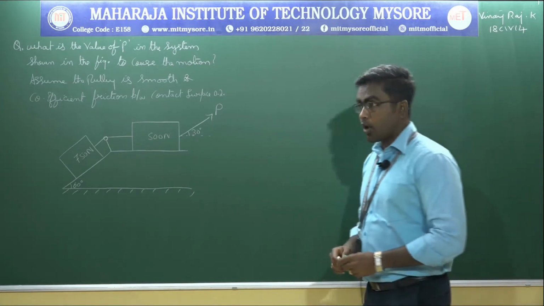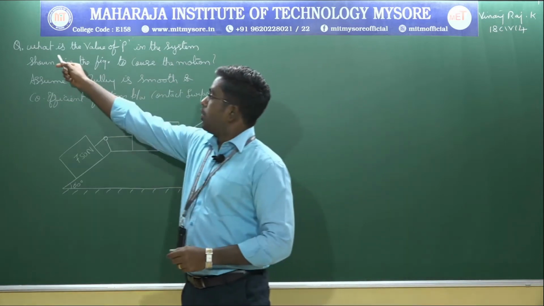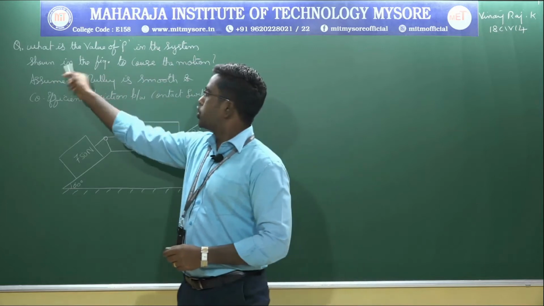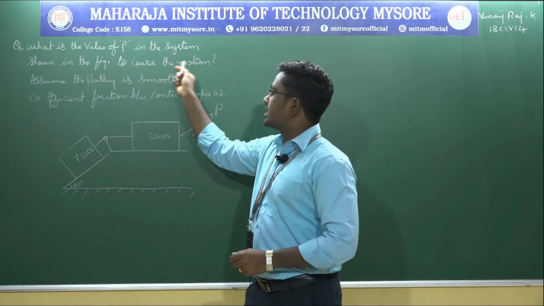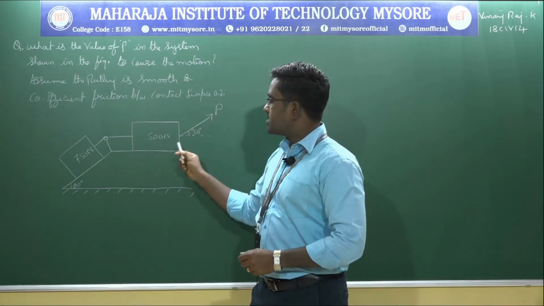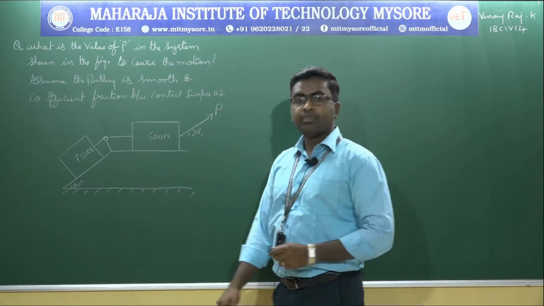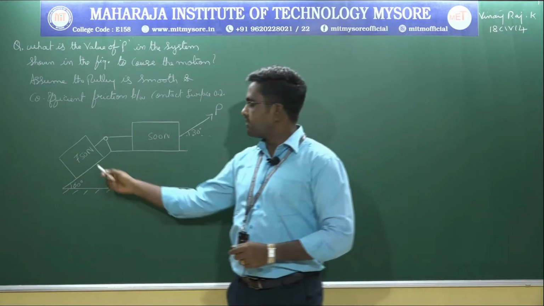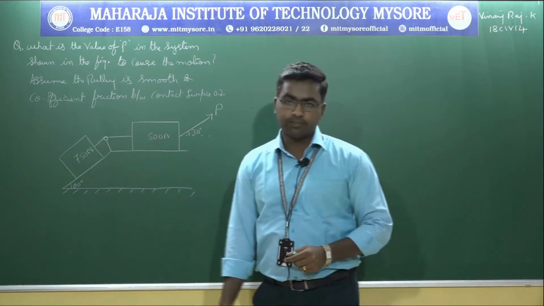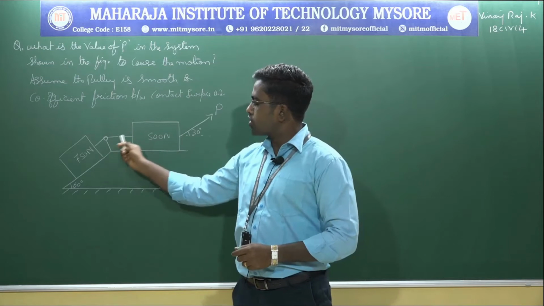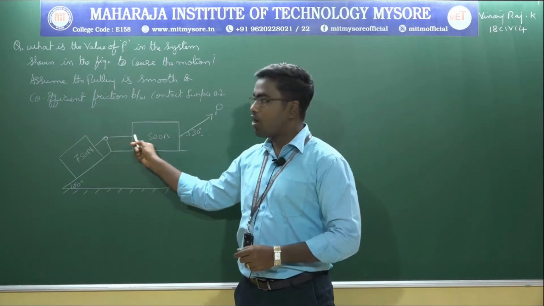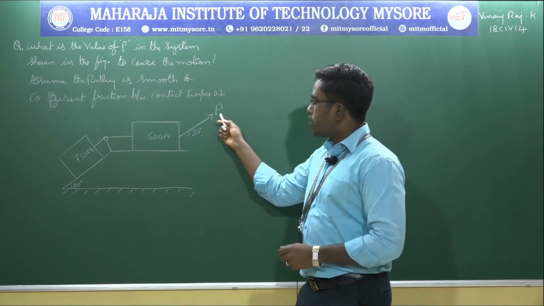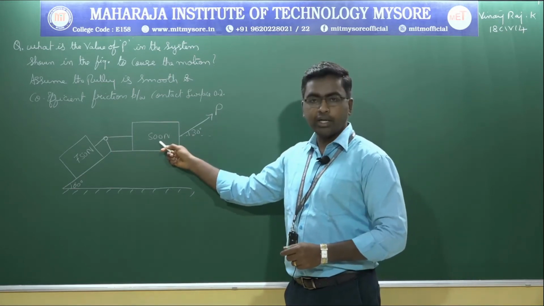So this is the next problem, in which: what is the value of P in the system shown in the figure to cause the motion? That means in this particular system there are two blocks, one is 500 Newton and another one is 750 Newton. These two blocks are tied by a common string, right? And a force is applied on the 500 Newton block.